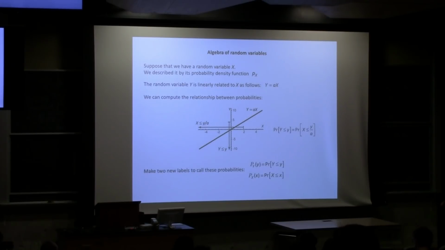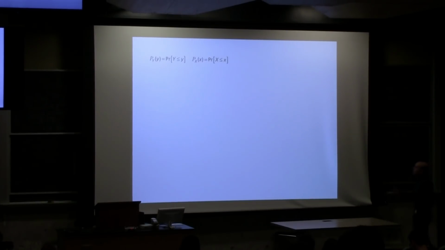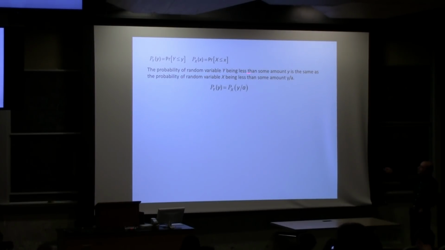All right. So let's call this capital P of y and capital P of x. The probability of capital Y being less than some little y, and the probability of x being less than some little x. Okay. So how are these things related? So here's where we had our definition. The probability of random variable capital Y being less than some amount little y is the same as the probability of random variable x being less than little y divided by a.